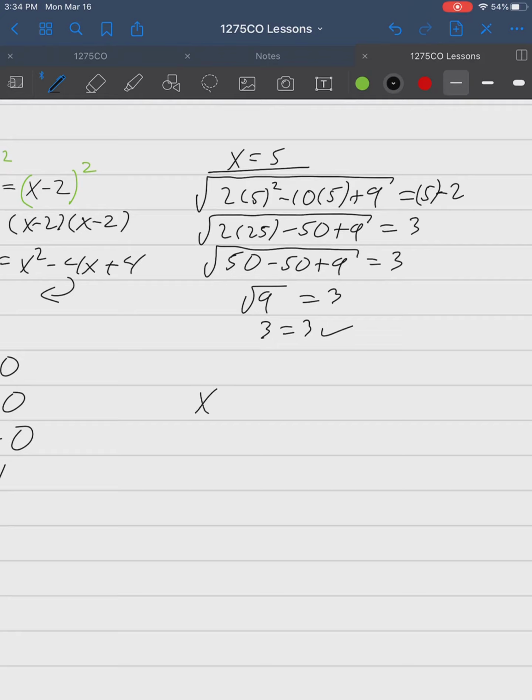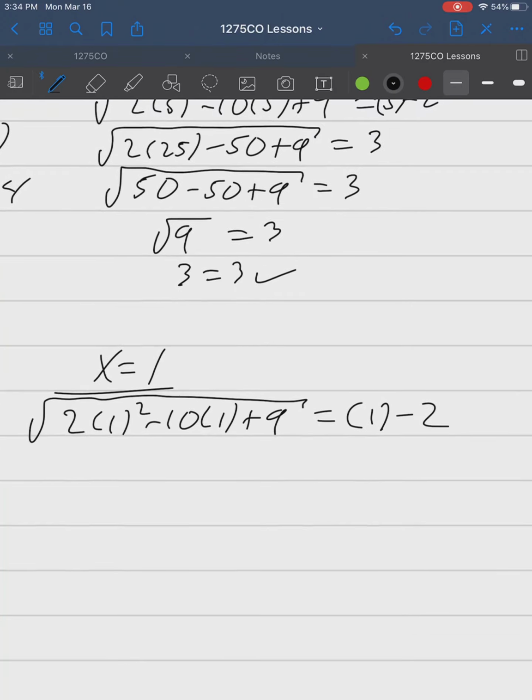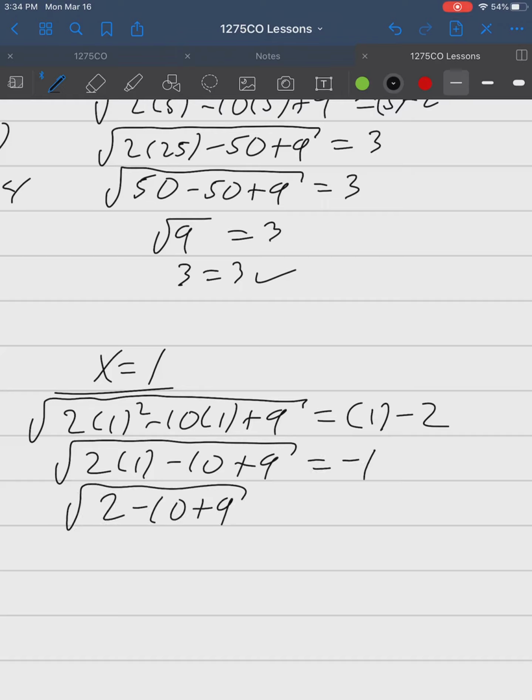Let's check the other one, x equals 1. So 2 times 1 squared minus 10 times 1 plus 9 is equal to 1 minus 2. So 2 times 1 minus 10 plus 9 is inside the radical. That's 1 squared, and negative 10 times 1 equals negative 10. 2 minus 10 plus 9 is inside the radical. 2 minus 10 is negative 8. Negative 8 plus 9 is equal to 1, so radical 1.